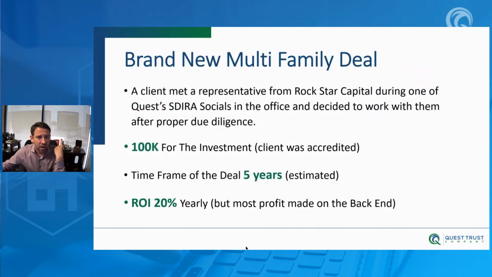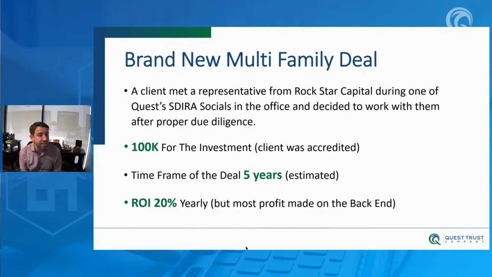Now, a client of ours met Robert Martinez, who runs a company called Rockstar Capital. They do a lot of syndications, a lot of multifamily deals actually out in the city of Houston and the Houston suburb areas. So they've been doing this for a long time, and pretty much our client was investing $100,000 into their real estate deal, right, into this new syndication.